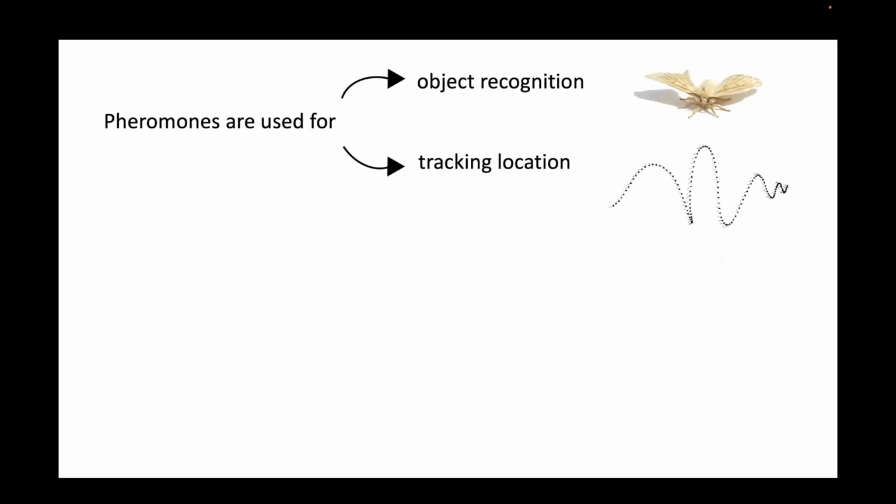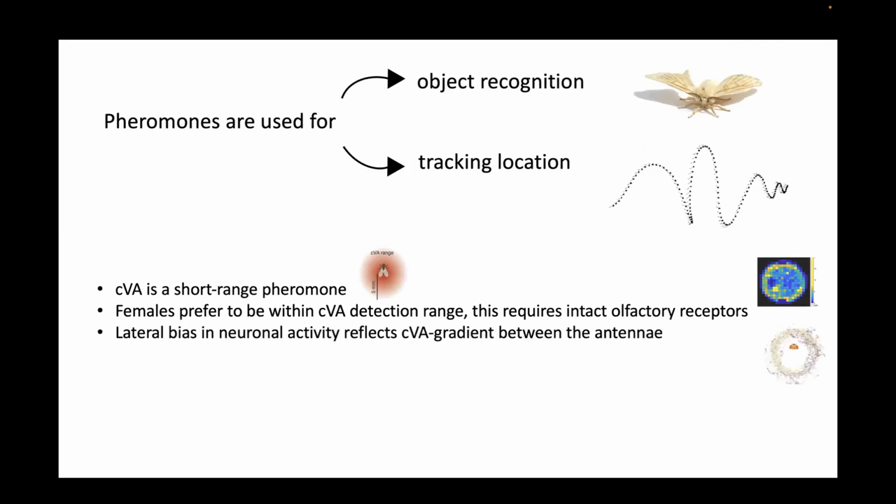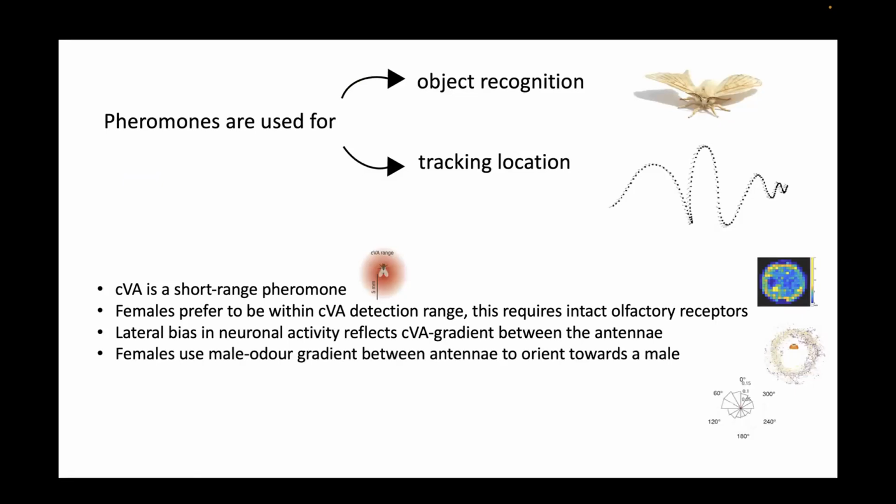So for this mid-summary, I hope I could convince you that pheromones are used not only to recognize the object, but also to track the location. I showed that CVA is a short-range pheromone, only within 5 millimeters around the female. Females prefer to be within the CVA detection range, and this requires intact olfactory receptors. We saw lateral bias in the neuronal activity that reflects a gradient between the left and right antenna. Females use this gradient to orient towards a male, and when they do turn, they turn towards the male in response to a presentation of the male on one side.